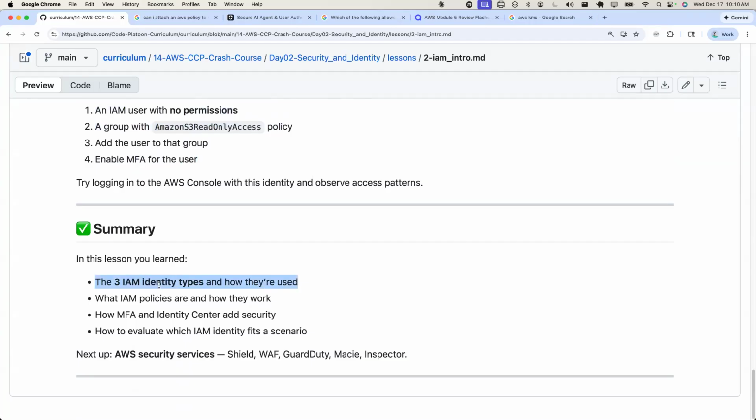So we've learned about the identity types for IAM. We've got users, we've got groups, we've got roles, right? Those are our identity types. Users, groups, and roles are the identity types. We've got IAM policies, we've got multi-factor authentication, and some real-world services.